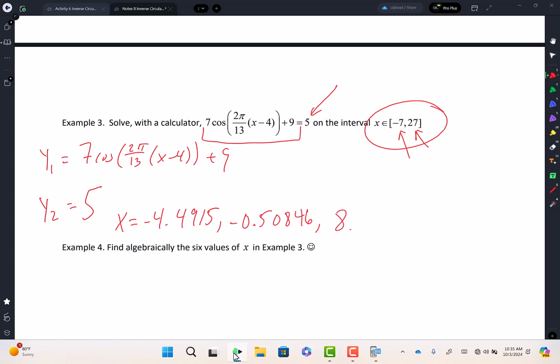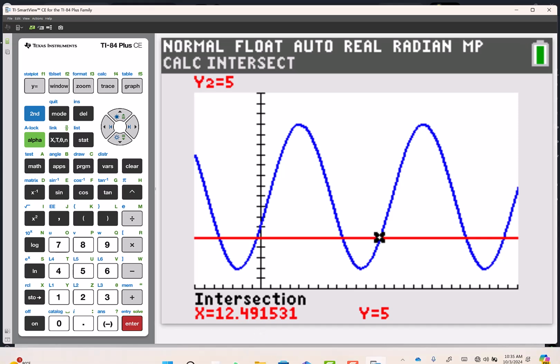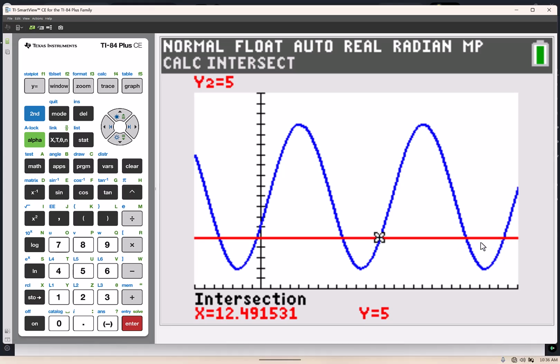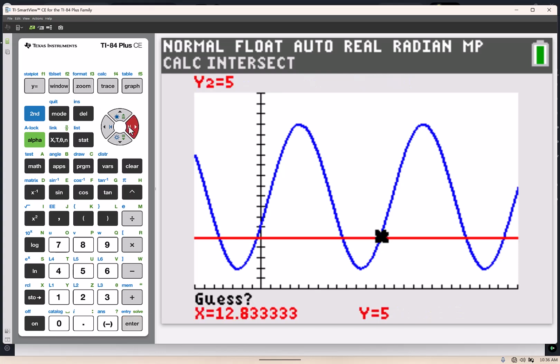8 point or okay. The fourth one is 1, 2, 3, 4. Enter. 12.4915. 12.4915. And then finally, the fifth one. Actually, there's 6 answers. Second, calculate 5. Enter. Write this number down, guys. You're going to get 2 more. 21.508469. Write that number down. That's the fifth one. 21.508469.